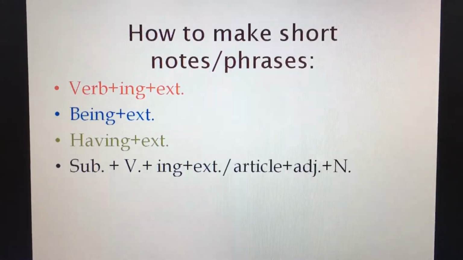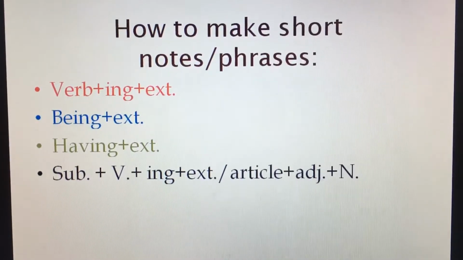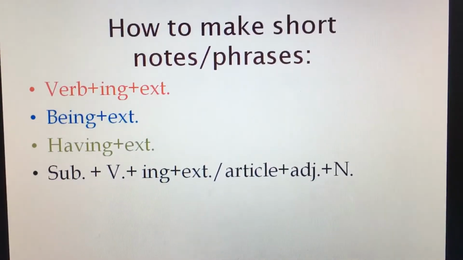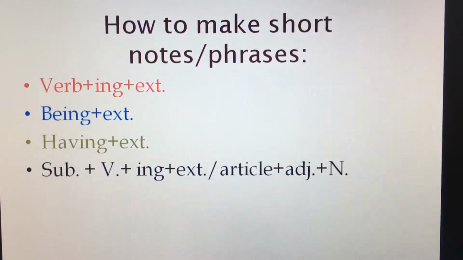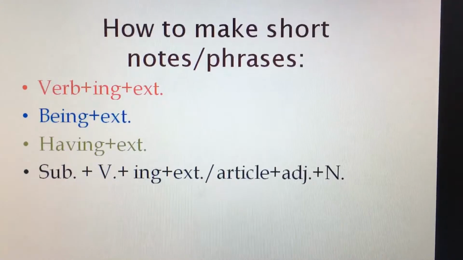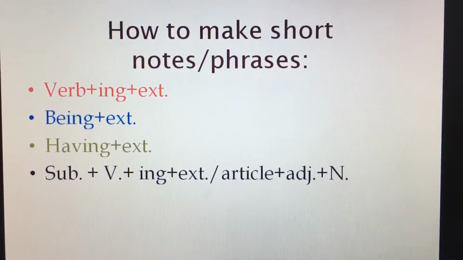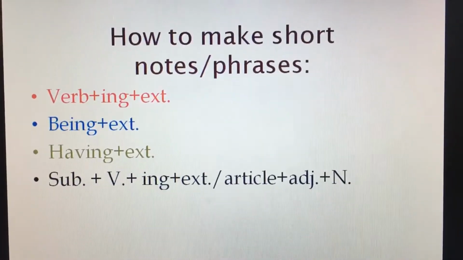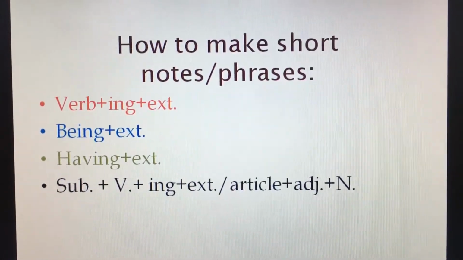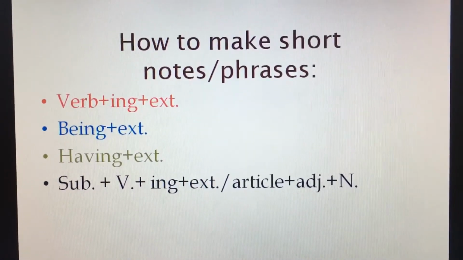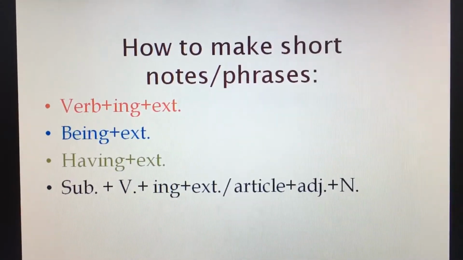These are the structures of writing flowcharts. The information that you write inside the box will have to be written within these structures. You can use verb plus ing plus extension. You can also use being plus extension. You can also use having plus extension, or you can use subject plus verb plus ing plus extension as a noun phrase, and article plus adjective plus noun as an adjective phrase. So these are the 4 different patterns of structures that students must follow while writing the information inside the flowchart.